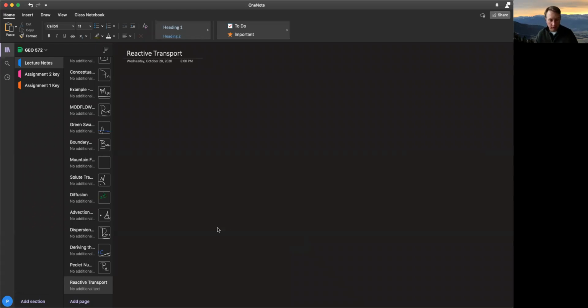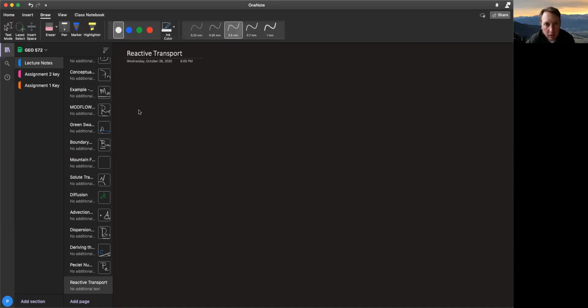So let's start off by thinking about our good old REV, representative elementary volume of porous media. So we've got some cube of porous media here.